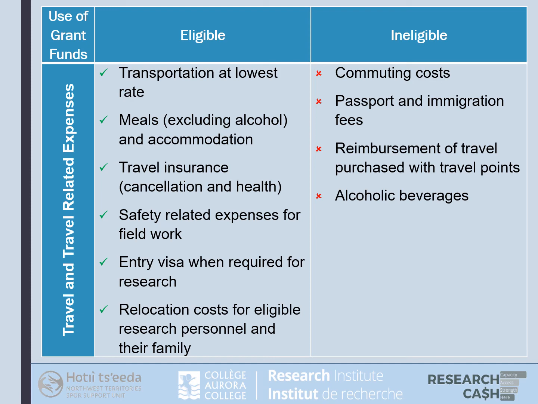Ineligible costs: you can't cover the costs of commuting. Passport or immigration fees, you are on your own for those. Reimbursement of travel purchased with travel points, unfortunately, and alcoholic beverages are all ineligible for purchase with grant funds.